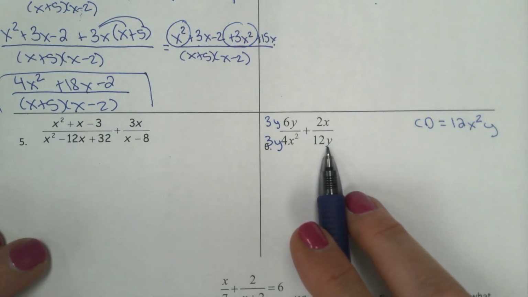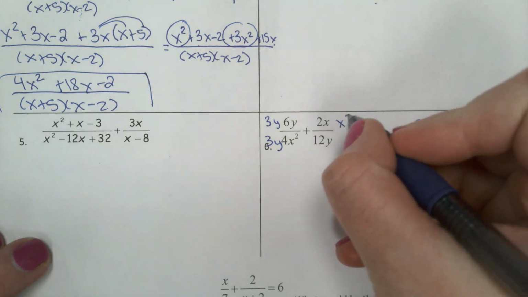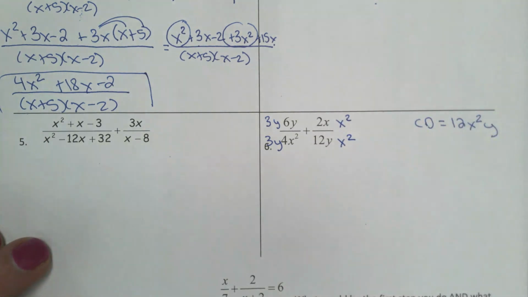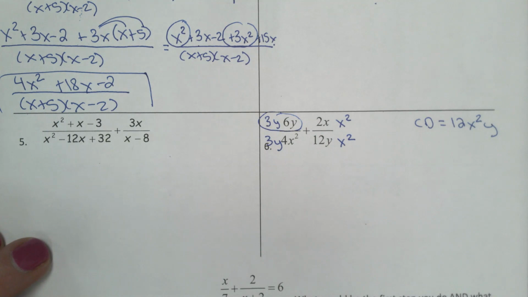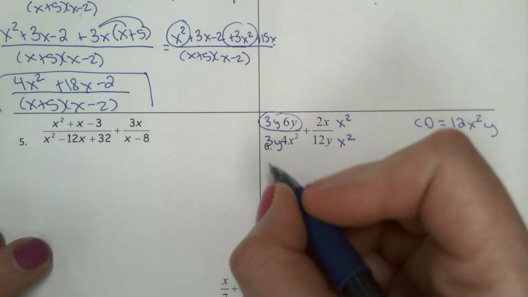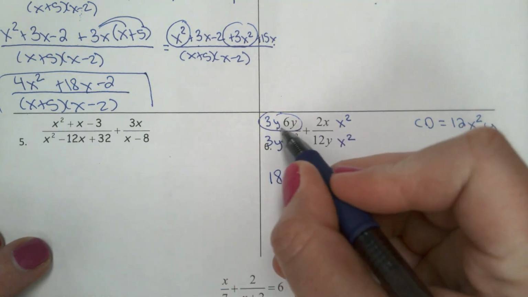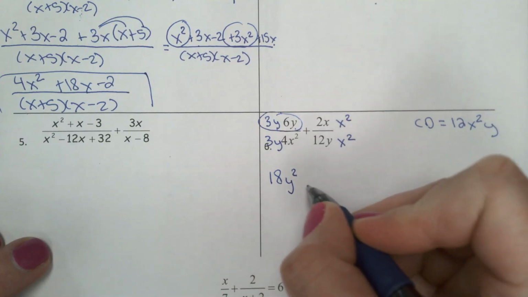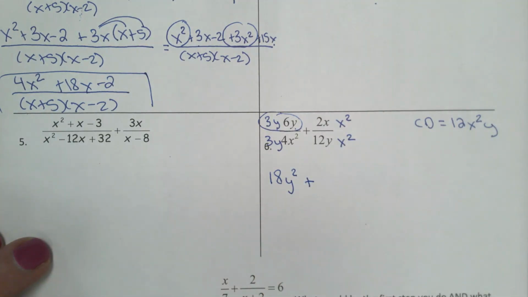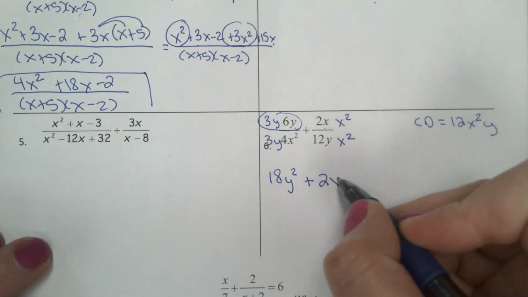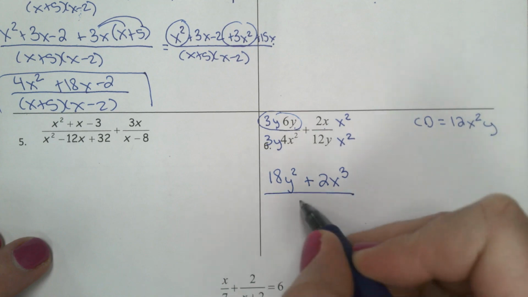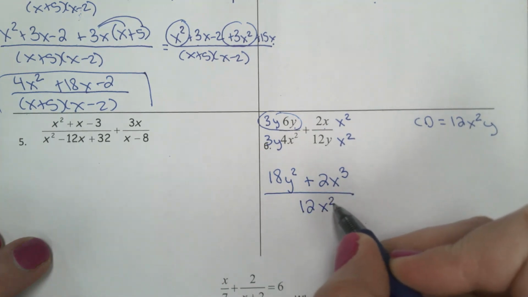For this fraction, I have the 12, I have the y, I'm missing the x squared. So that's what I'm multiplying the top and bottom of that fraction by. So when you multiply straight across, 3 times 6 is 18. Y times y is y squared. Bring down the plus. There's no numbers there, so that's just 2. When you multiply variables, you add your exponents. Your common denominator.